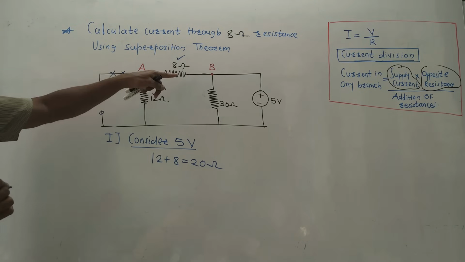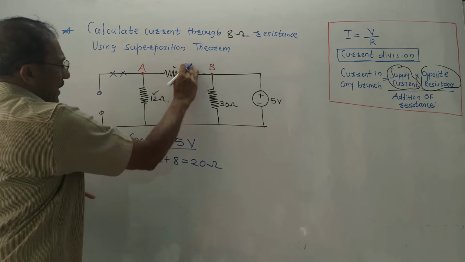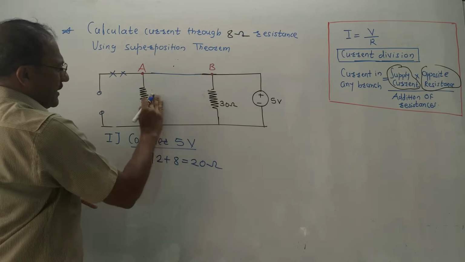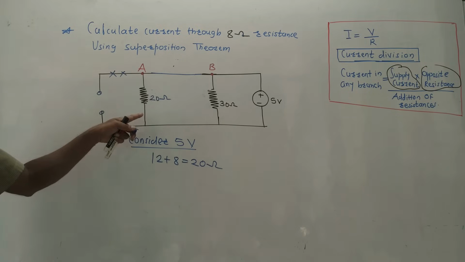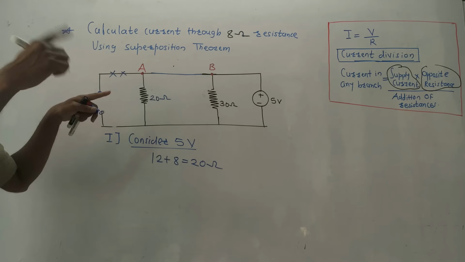Now how to draw the resultant diagram? After taking this in a series combination, remove any one of the resistances. Let us say I have removed this resistance. For the remaining resistance, write down the resultant value, that is 20 ohm. What we did, first we considered 12 and 8 ohm in series.